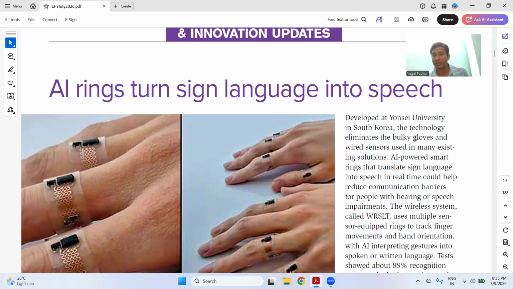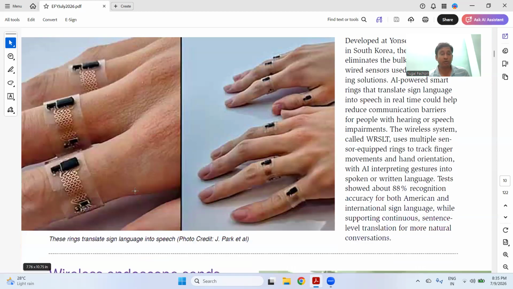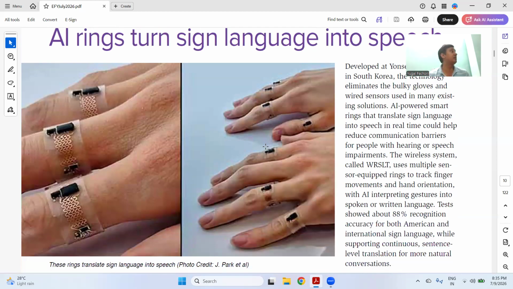The technology eliminates the bulky gloves and wired sensors used in many existing solutions which convert sign language into speech. So this is important. These are AI-powered smart rings that translate sign language into speech in real time and could help reduce communication barriers for people with hearing or speech impairment. So those who have hearing or speech impairment can actually use these AI rings to convert sign language into speech. It is kind of a boon for science and technology. You can search the internet for more information about these things, and this is quite important, that we are talking about converting sign language into speech.